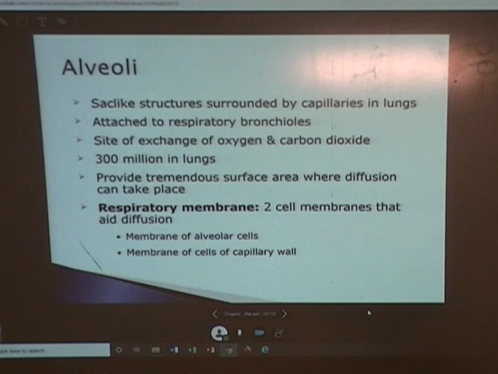So we've got the membrane of the alveoli and the membrane of the capillary wall, and those two together are called the respiratory membrane. So we'll take a look at that on the next diagram. Okay?